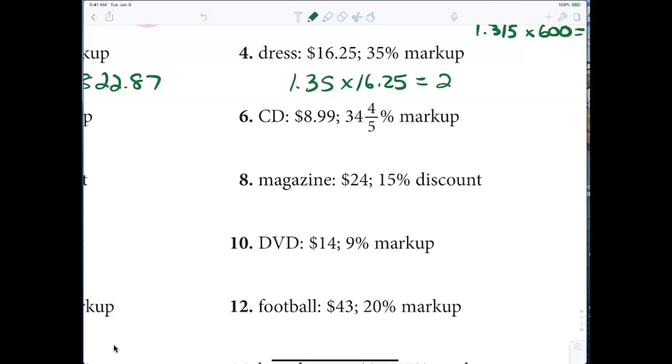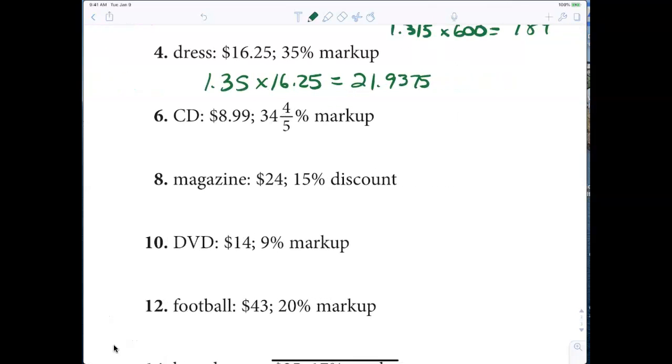21.9375. Now, we can't have that number, right? So it's $21 and we round to the nearest penny, right? So that would be $21 and don't you agree it would be 94 cents? Because of the 7, right? You agree with that? Everybody good?